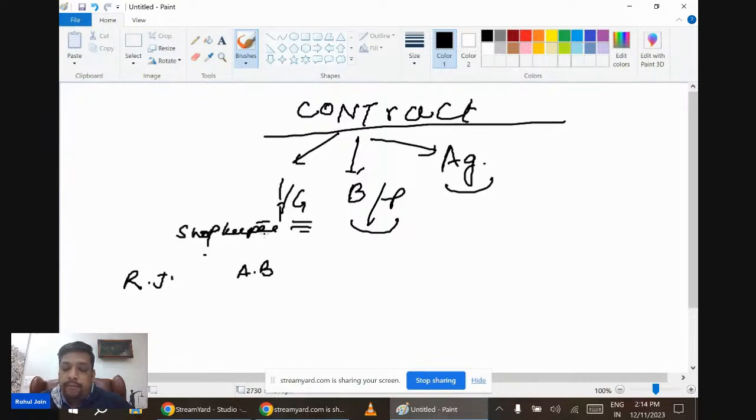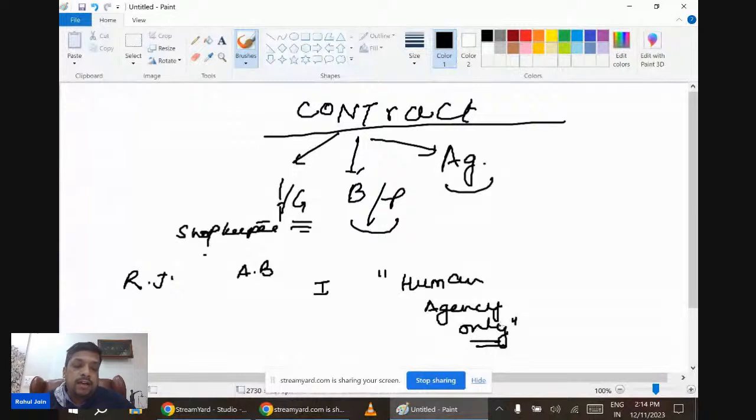Under a contract of indemnity, one party promises to save the other party from the loss caused by the promisor himself or by the conduct of another person. One thing you need to keep in mind: under Indian law, the contract of indemnity covers only losses occurring due to human agency. They are not covering circumstances. However, under English law, they include human agency as well as other causes.